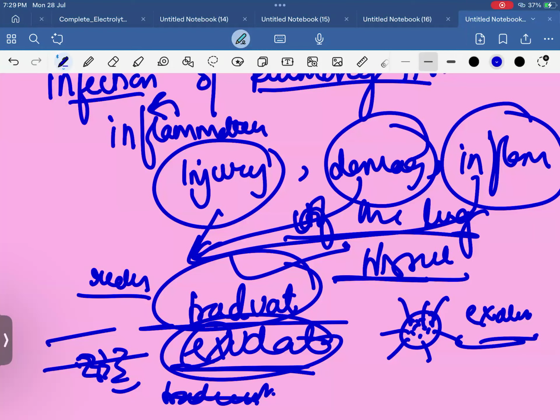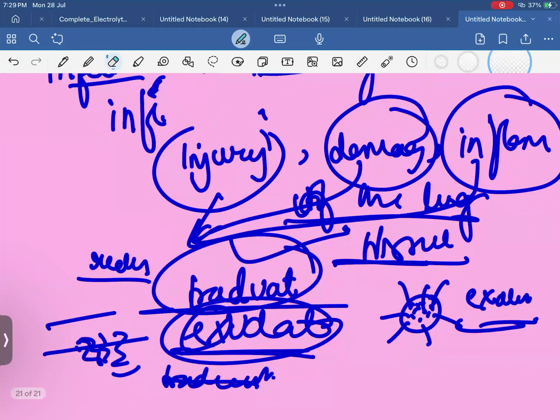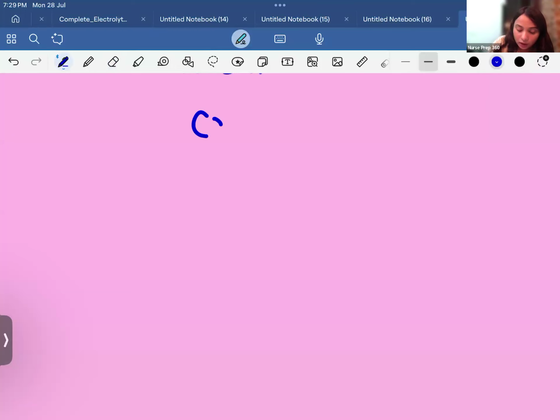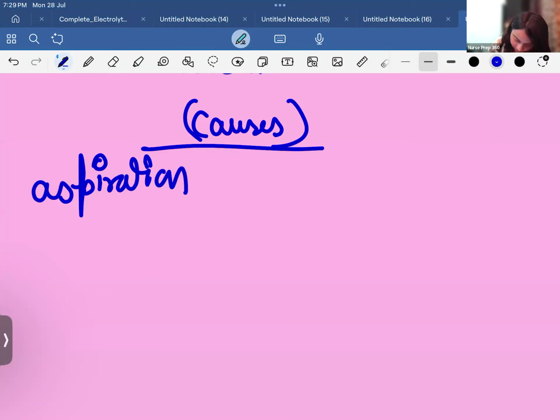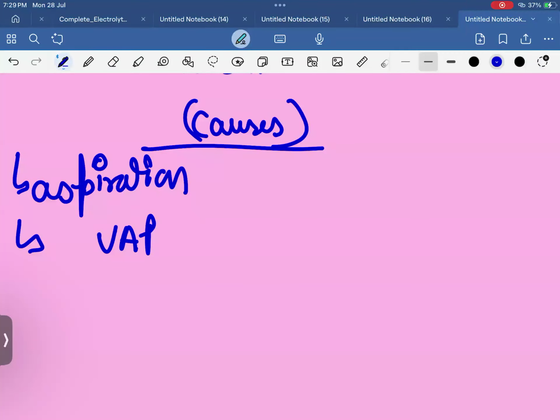Clear? Okay. Now very, very important is the causes of pneumonia. Has anybody heard of different types of pneumonia? Just tell me. Aspiration pneumonia, very good. Anyone else? Ventilator-associated pneumonia, very good. Bilal Khan, yes, ma'am, any example of pneumonia if you remember?